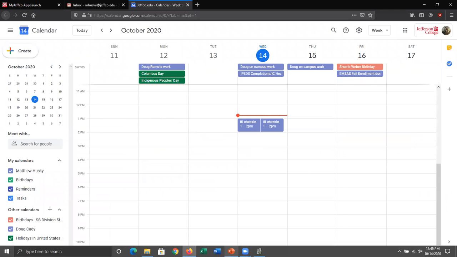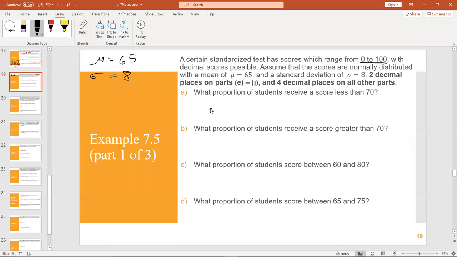Why do I keep clicking on my calendar? That is, okay, 0.7340. So that is that one.